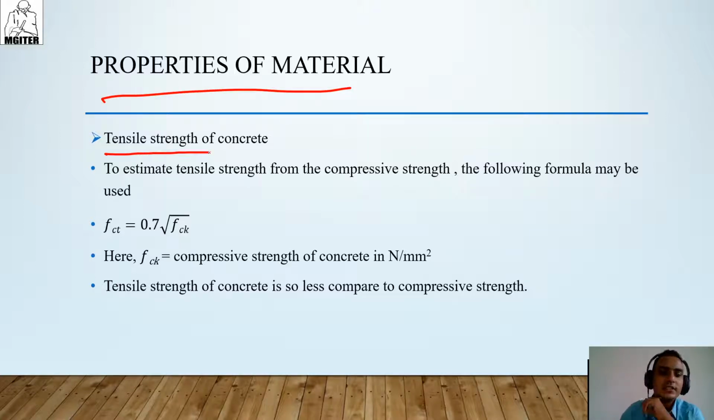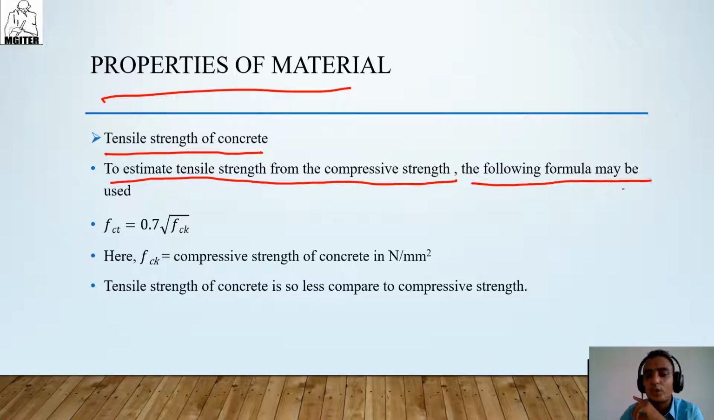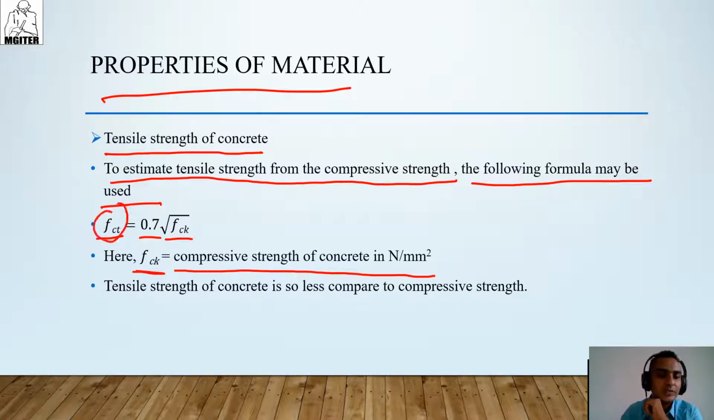There is the tensile strength of concrete. To estimate tensile strength from the compressive strength, the following formula may be used. Here FCT is 0.7 under root FCK. So what is FCK? FCK is the compressive strength of concrete in Newton per mm square, and FCT is equal to the tensile strength of concrete. This is the equation: FCT is equal to 0.7 under root FCK. Okay.